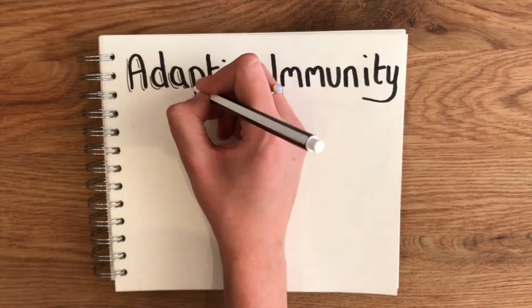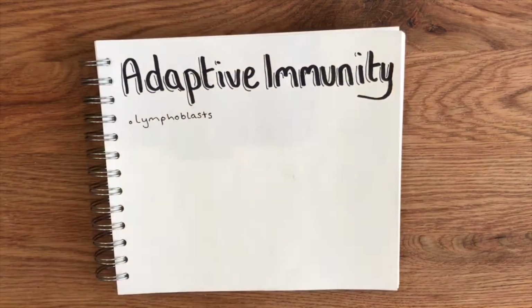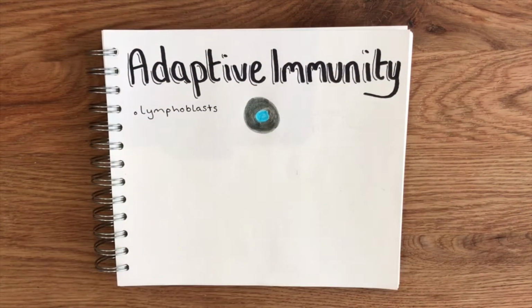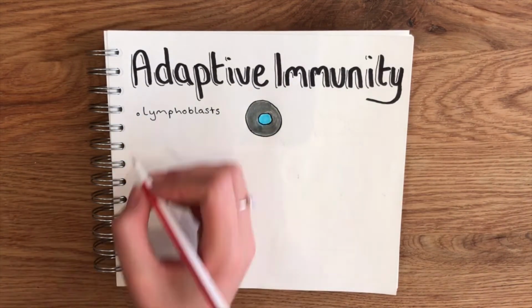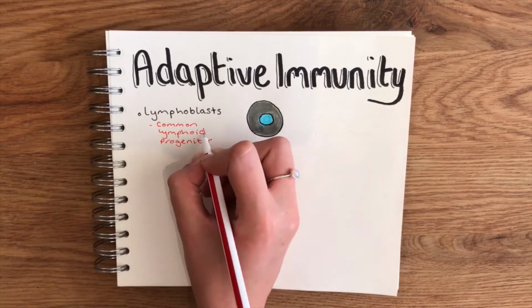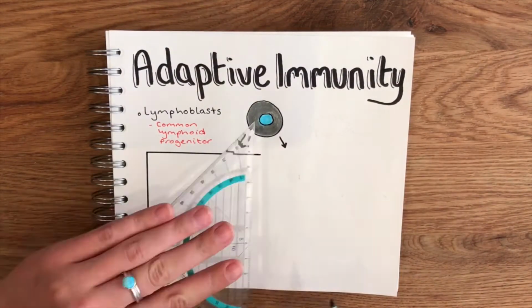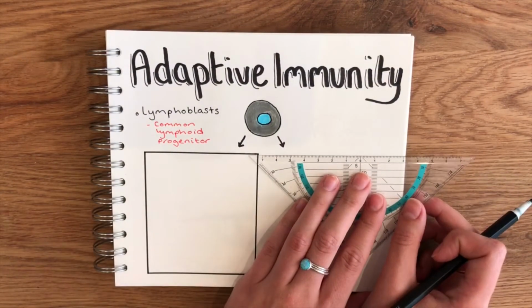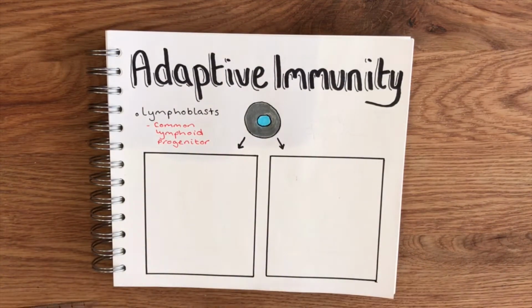Unlike our innate immune system, our adaptive immune system is not present from birth. The adaptive immune cells are derived from immature lymphoblasts. So if you've watched my hematopoiesis video, then you'll know that these cells originate from a common lymphoid progenitor in the lymphoid arm of the immune system, but there are actually two different types of lymphocytes. So you've got B lymphocytes or B cells, and then T lymphocytes or T cells.